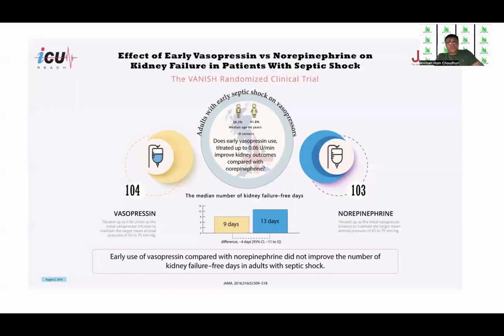problem lies. Now, this is another trial, the VANISH randomized clinical trial, which looks into the effects of early vasopressin versus norepinephrine on kidney failure in patients with septic shock. Since they have changed the goal, it is not mortality but kidney failure. So again, the outcome calculations and the sample size were all based upon that. But the study found that the early use of vasopressin compared with norepinephrine did not improve the number of kidney failure-free days in adults with septic shock. So again, we need to understand these limitations nicely before finally concluding what the applicability of the study will be in our scenario.